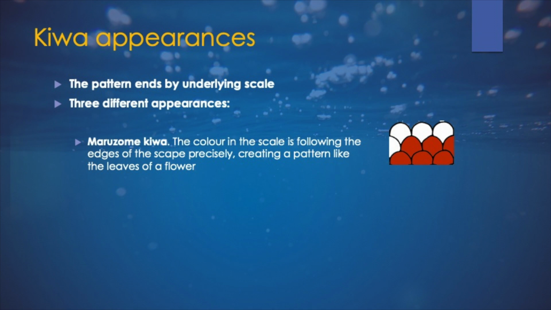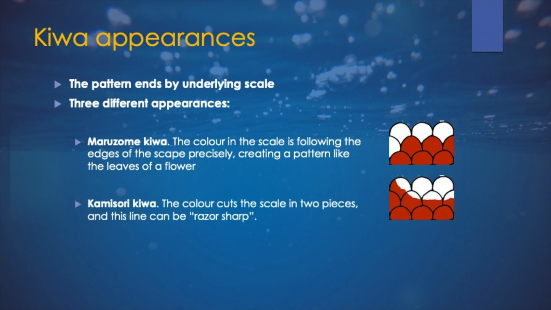The first appearance is called Marizome Kiwa. With this type of Kiwa, the colors reach out to the end of the scale in the pattern for each scale involved. This creates the visual appearance of leaves of a flower, giving the pattern a very lovely look.